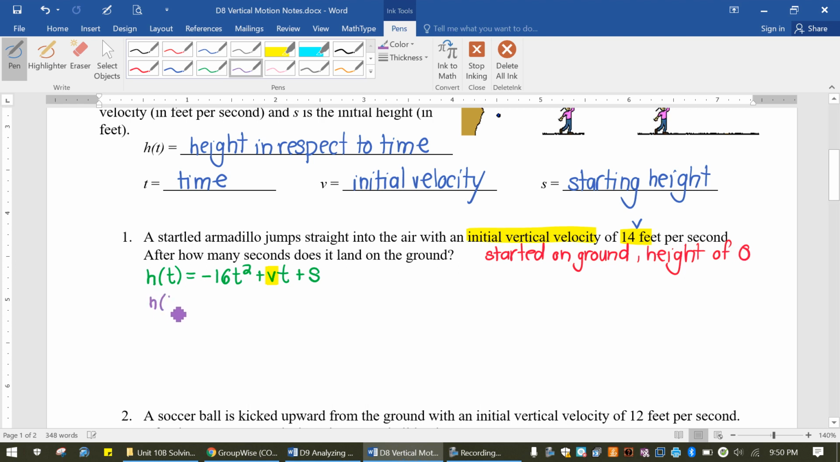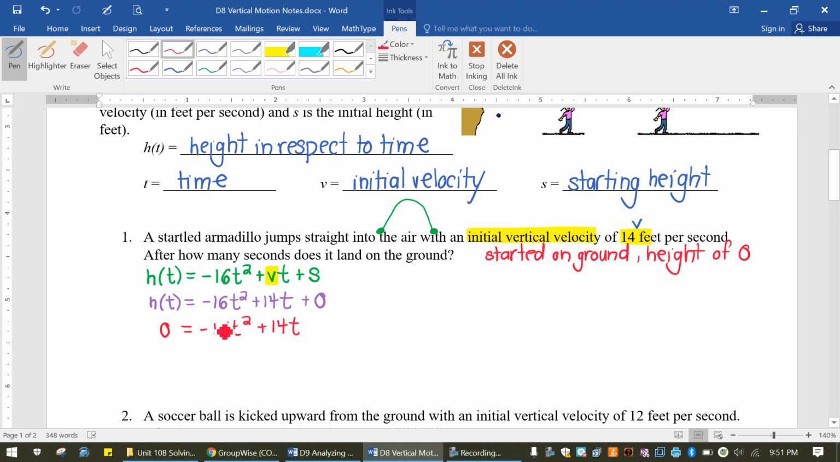So h of t is negative 16t squared plus 14t, so that 14 came from the information in the original problem, plus 0. Now what I'm looking for is when does it land on the ground again? It's going to be coming up and then coming back down again. So it started on the ground at a height of 0, and I want to know when it is going back to a height of 0 again. So that means for this h of t, we're substituting in a 0 here. That's the height at the end. So 0 equals negative 16t squared plus 14t.